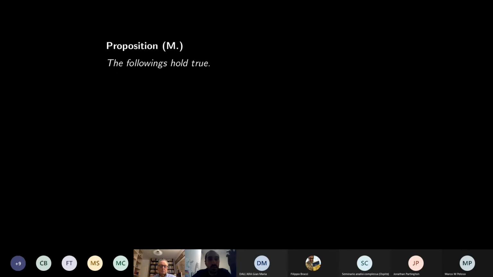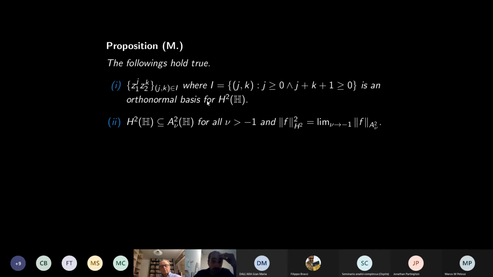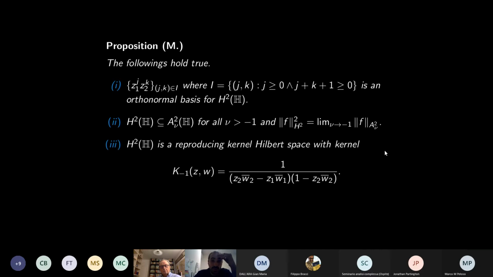So this space is the one we were looking for, because the monomials z1^j z2^k are an orthonormal basis for our space, with these restrictions on j and k: j is greater or equal 0, and j plus k plus 1 is greater or equal 0. This Hardy space is contained in all the weighted Bergman spaces I defined before, and the H2 norm of f is equal to the limit of the weighted Bergman norm of the function f. And it is a reproducing kernel Hilbert space, and the reproducing kernel is k-1, the kernel we wished.